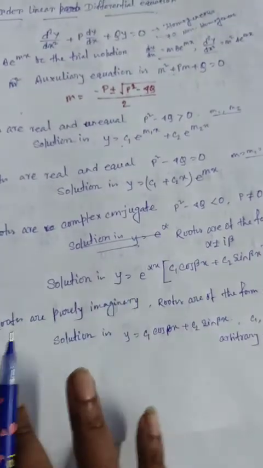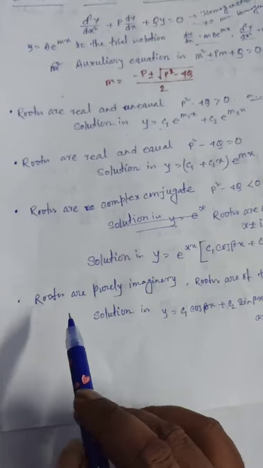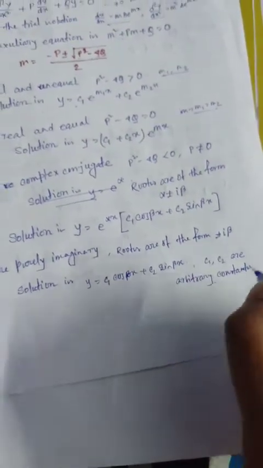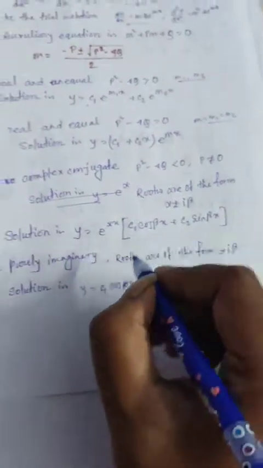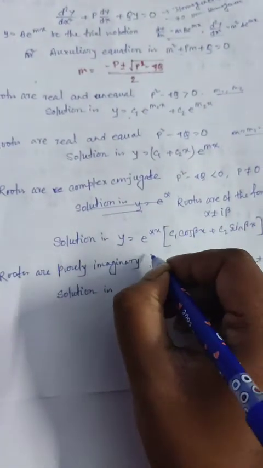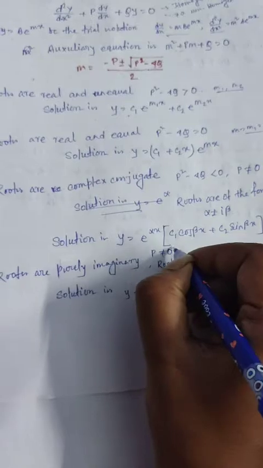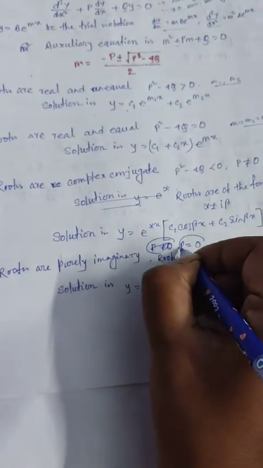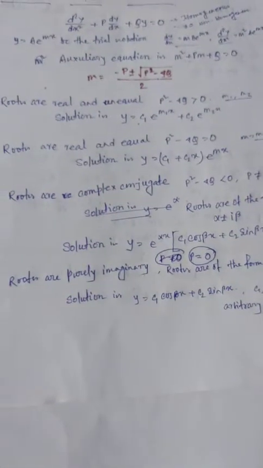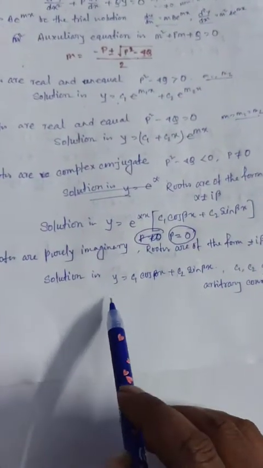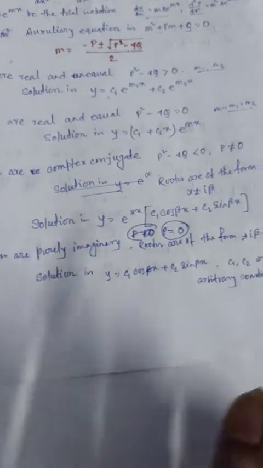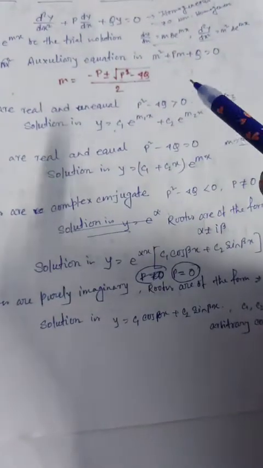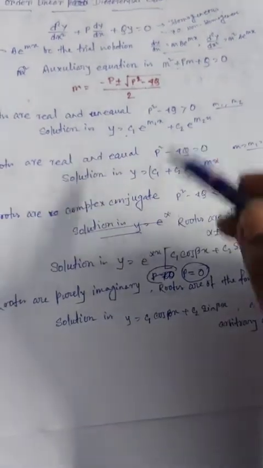The last condition is when the roots are purely imaginary. That means the roots are of the form plus or minus i beta, and this happens when p is equal to 0. In that case the solution is y is equal to c1 cos beta x plus c2 sin beta x. So from here they can ask some MCQs.